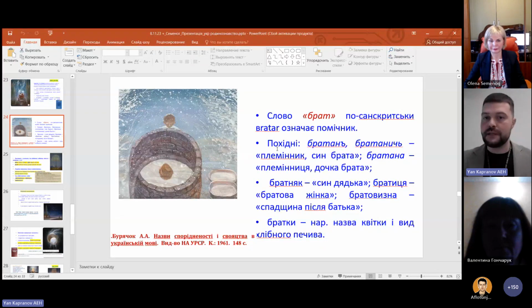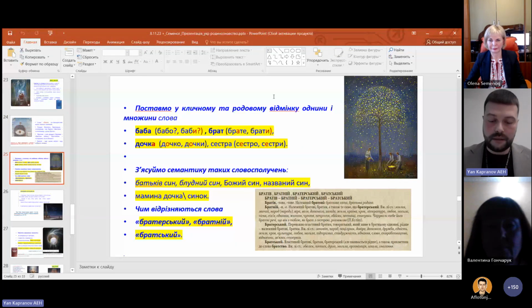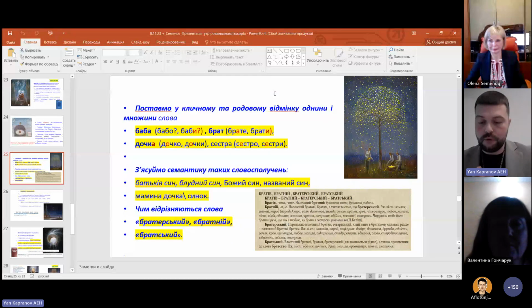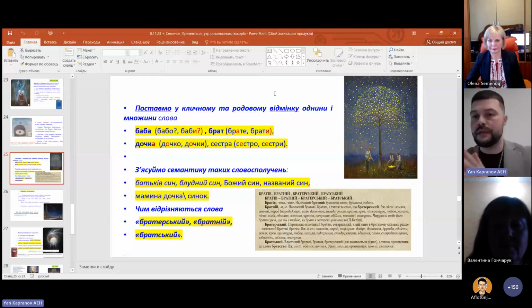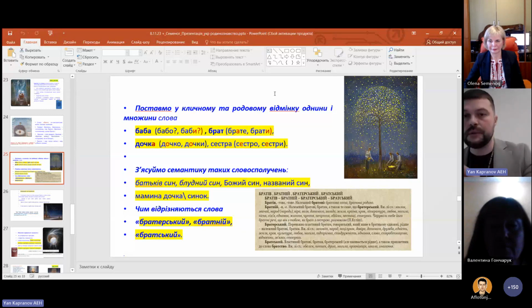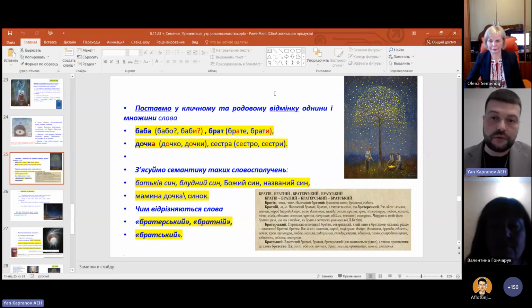Have you ever thought about it, that it can be like a helper? But next, here we have examples of where we have to put the singular plural words in the vocative or genitive cases. Yes, for grandmother, brother, daughter, sister. Of course, in Ukrainian it will be different, and of course it will be different, for example, in your own language, because we have a lot of declensions.